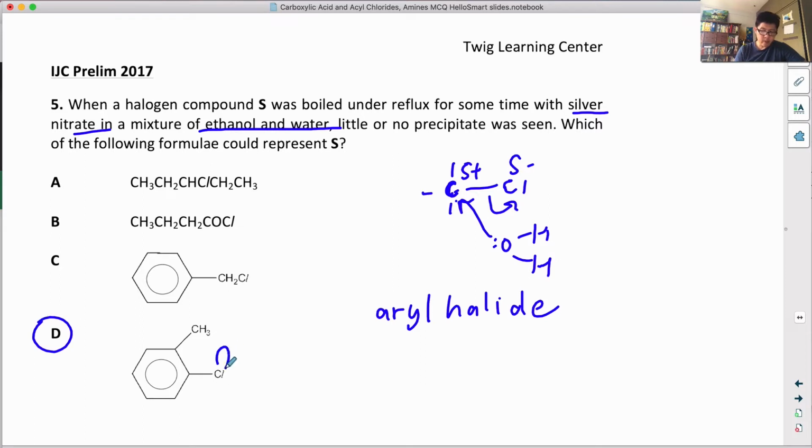So this one again, we just went through just now. The lone pair of Cl can delocalize into the benzene ring, causing the C-Cl bond to have partial double bond character, and the C-Cl bond is strengthened. So this one will have no reaction. So you cannot kick out the Cl even in a mixture of ethanol and water when you heat and boil it. Okay, let's look at question 6.